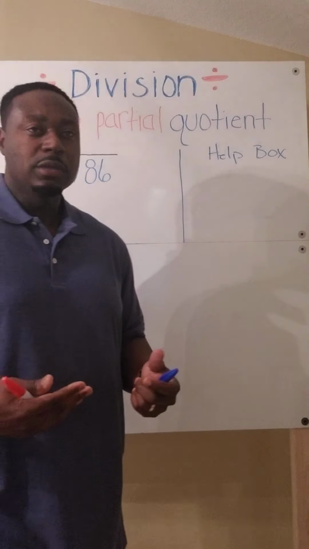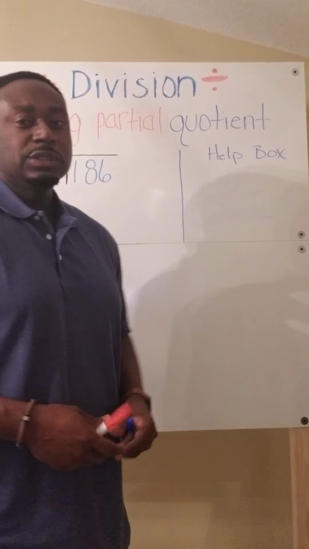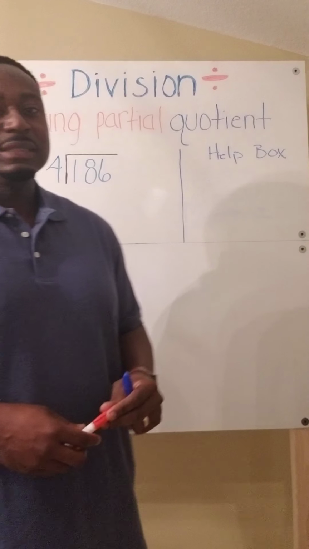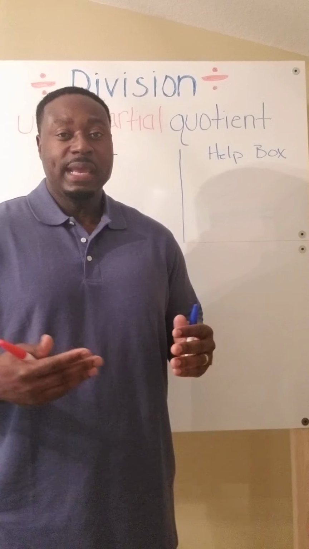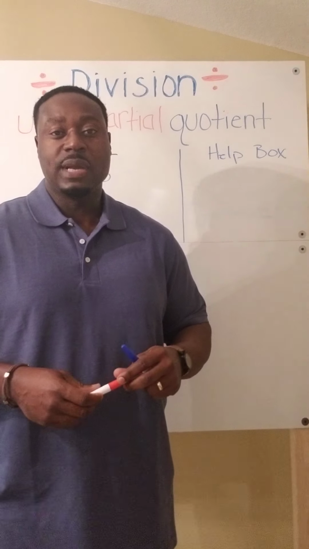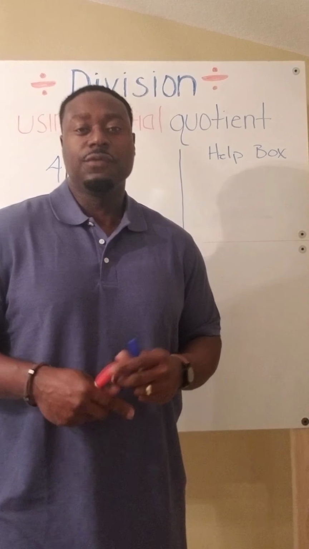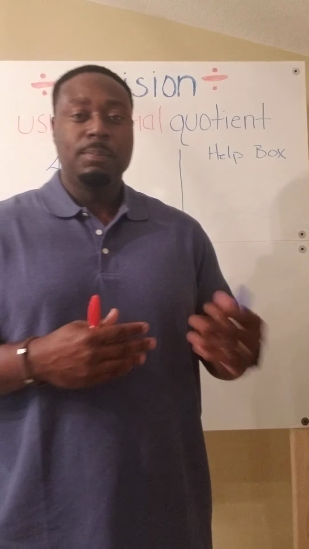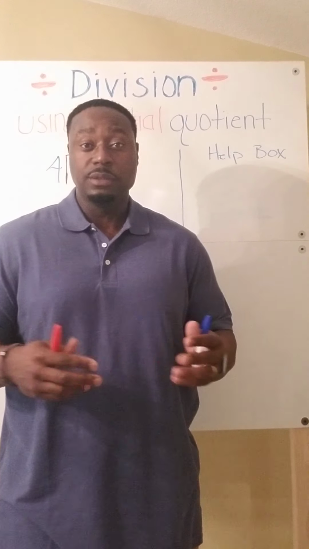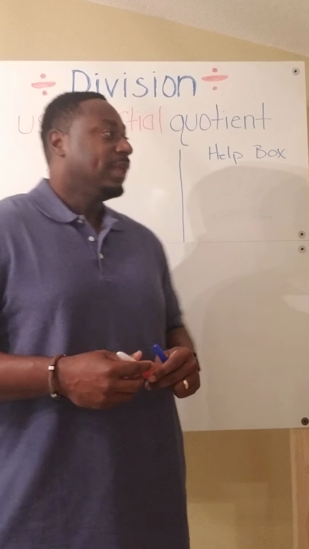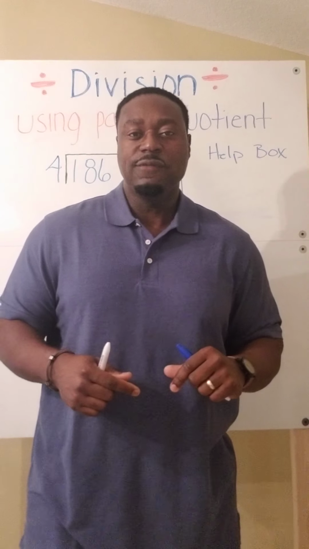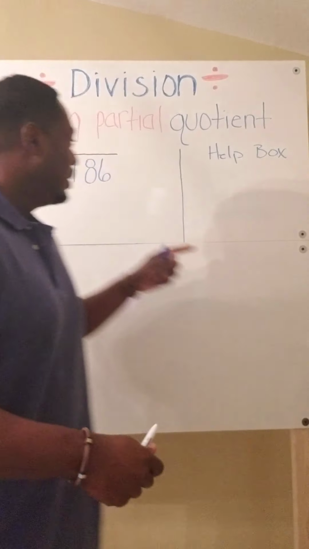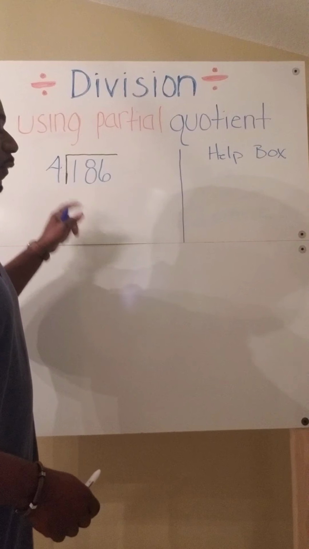In using partial quotient, I'm going to create what is called a help box. The help box is designed to help me solve this problem. It is going to be quite lengthy as far as solving it, but the overarching goal is for the kids to understand the process of partial quotient and also, of course, to come up with the right answer. In my help box, I'm going to only put factors that I'm comfortable with. We're looking for multiples of 4.